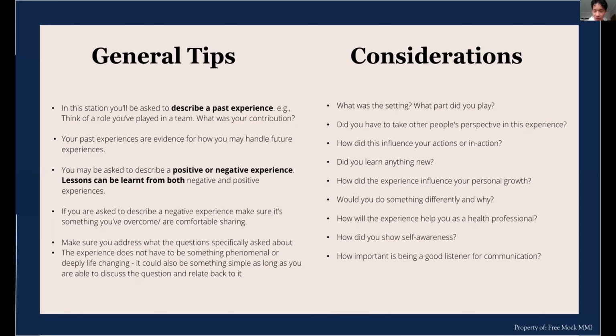Sometimes you may also be asked to describe either a positive or a negative experience. It's really important, if you're going to speak about a negative experience, to make sure that it's something you've been able to overcome and you're comfortable sharing. They want to see how you've learned and been able to grow as a result of that negative experience. So, yeah, do keep all of this in mind.